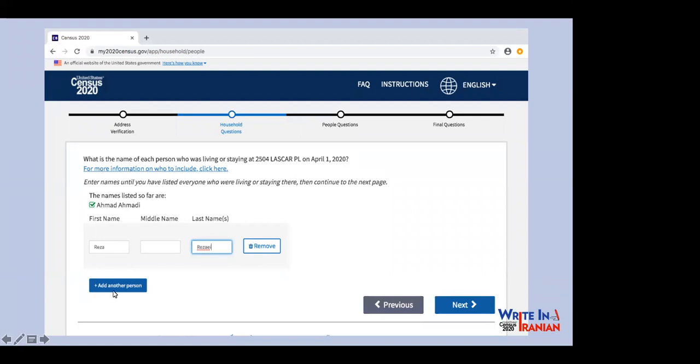So in case you realized, oh, in the last screen I said 2, but oh, I just remember 3 people live here most of the time. Here you can add that extra person.